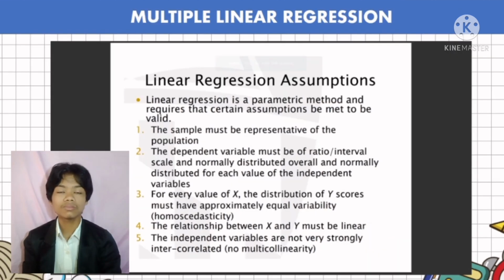The linear regression assumptions: linear regression is a parametric method and requires certain assumptions to be met to be valid. The sample must be representative of the population. The dependent variable must be of ratio or interval scale and normally distributed for each value of the independent variables. The relation between x and y must be linear, and the independent variables must not be very strongly interconnected, that is, no multicollinearity.